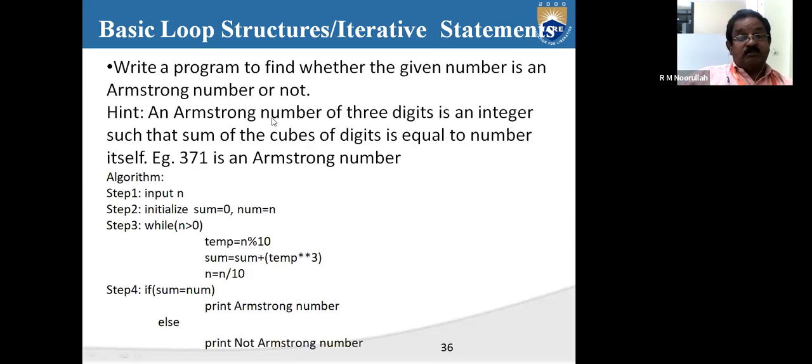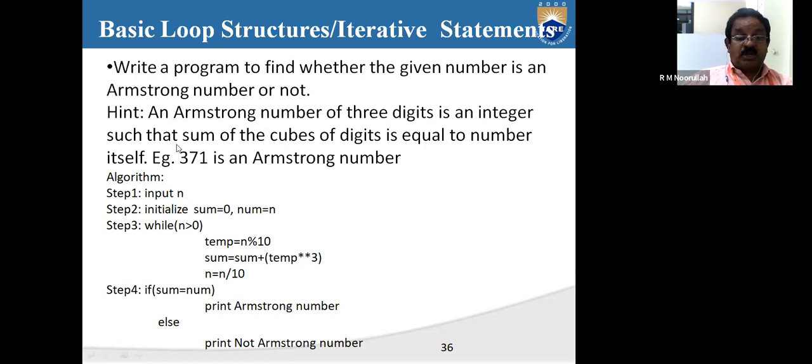Now let's see another program. Write a program using a while loop to find whether the given number is an Armstrong number or not. A number is said to be an Armstrong number when the sum of the cubes of the digits of that particular number is equal to the given number. The hint given: an Armstrong number of 3 digits is an integer such that the sum of the cubes of its digits is equal to the number itself.